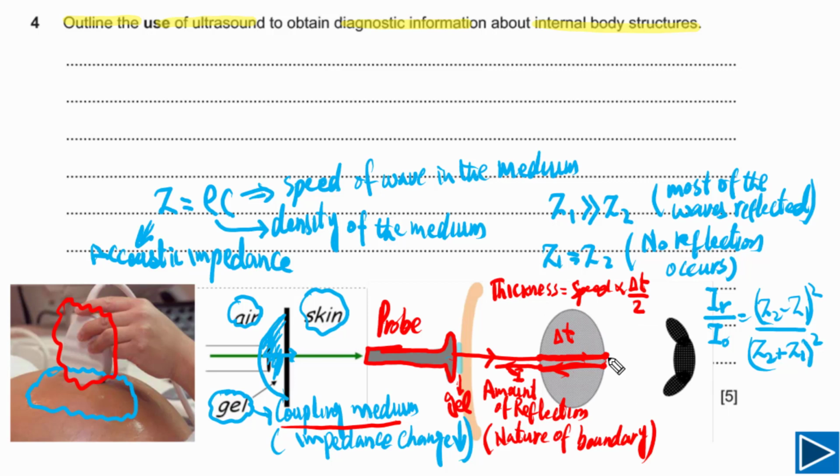And these ultrasound pulses will continue. When they reach this boundary, again there will be reflection. Again, we can determine the thickness of the tissue or part of the body, and also we can determine the nature of the boundary. That's all we need to understand before we write our final answer.